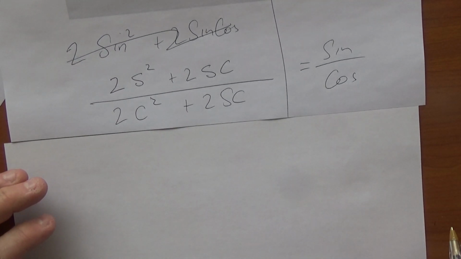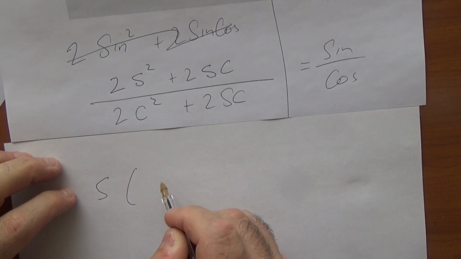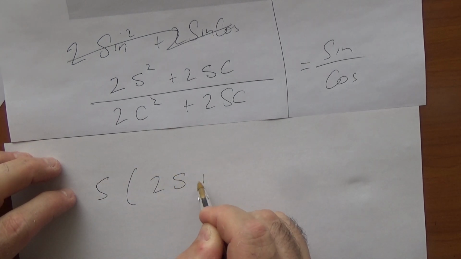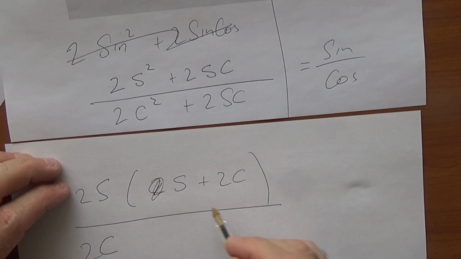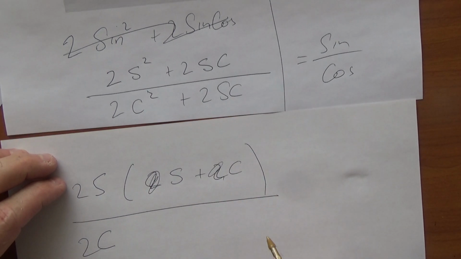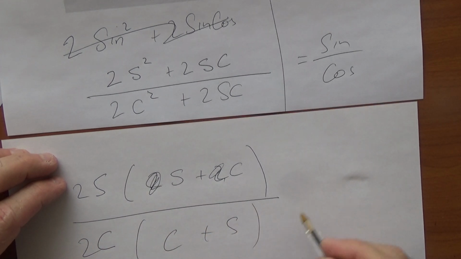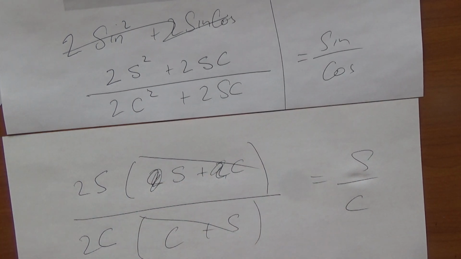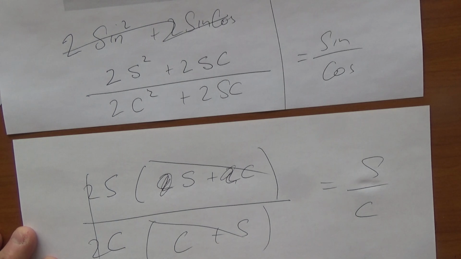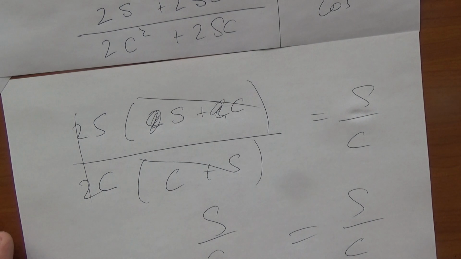Okay. So we're going to take out an s on top, and take out a c at the bottom. Take out 2, actually. Take out 2c. You get c plus s. They cancel, I'm allowed to do that. And they cancel. You get s over c equals s over c. You rest your case.